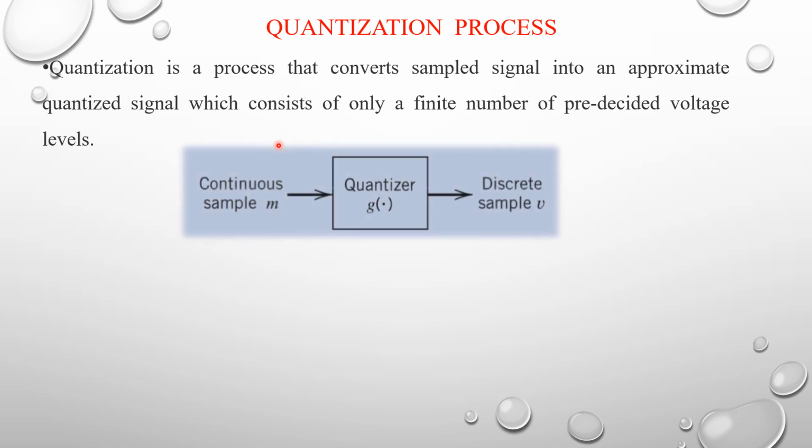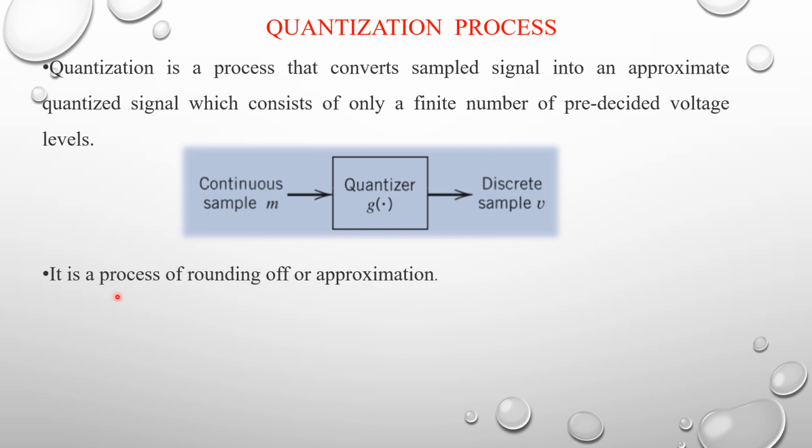So for example, this is the quantizer. The quantizer input is a continuous sampled signal, and the sampled signal is M. We apply it to the quantizer. The quantizer converts the continuous sample signals into a discrete sample signal V. So this is the main function of the quantization.